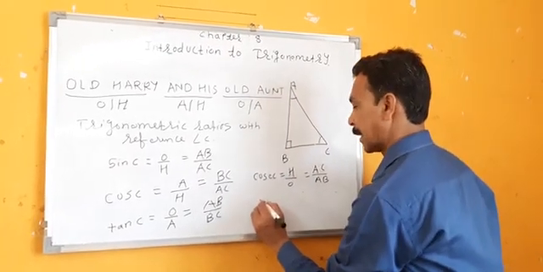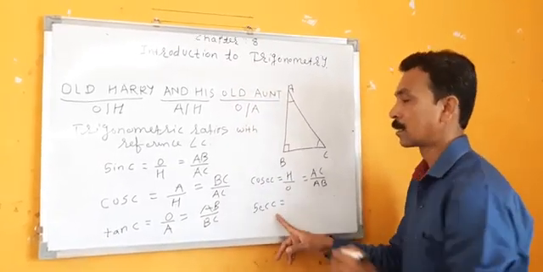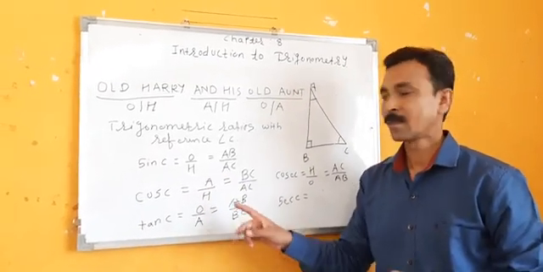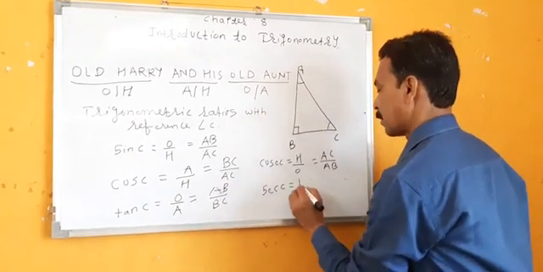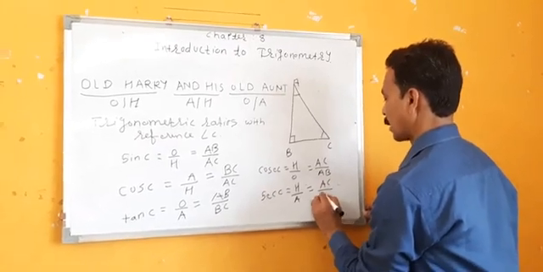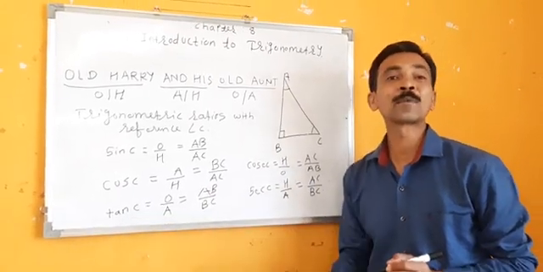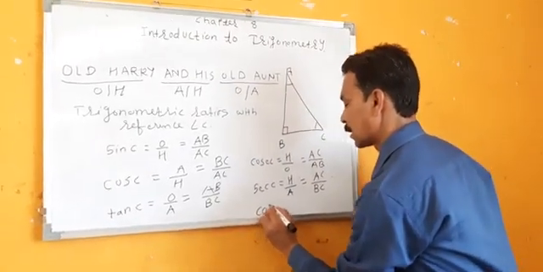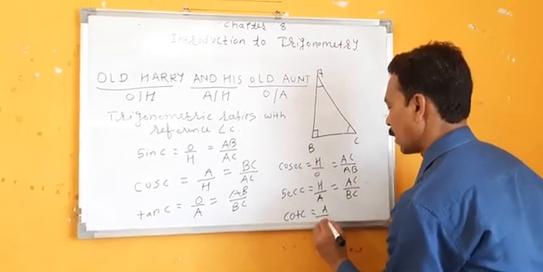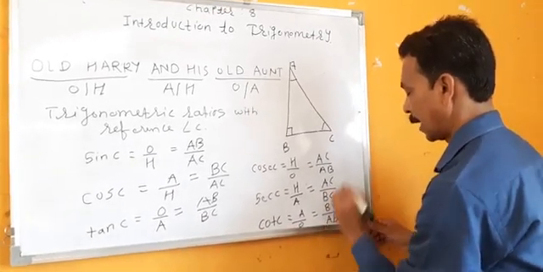Then sec. Right? This is sec C. Sec is what? H by A. H upon A means AC upon BC. And tan. What is the reciprocal of tan? Cot. This is cot C. What was tan? O by A. What will cot be? A upon O. A upon O means BC upon AB.